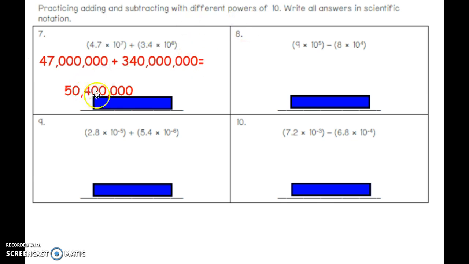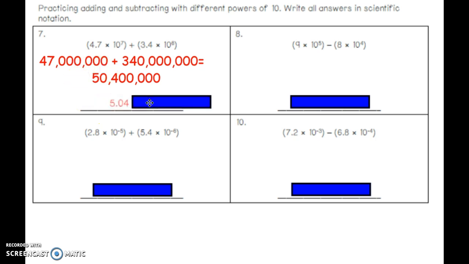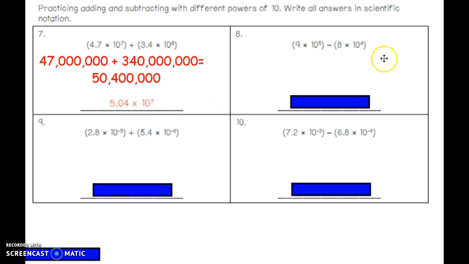So if we do have this number as our solution and we need to write it in scientific notation, remember you're putting your decimal point so that we have a number between 1 and 10, so 5.04. We've moved the decimal point 7 place values, so that's why we're going to have times 10 to the 7th.